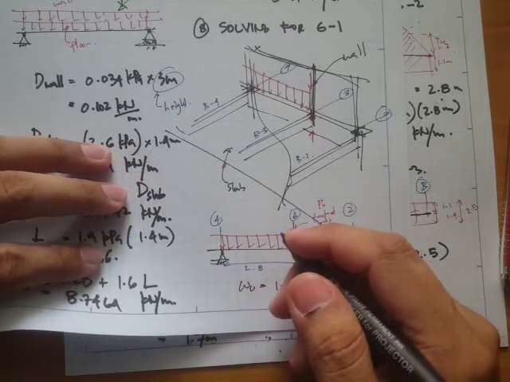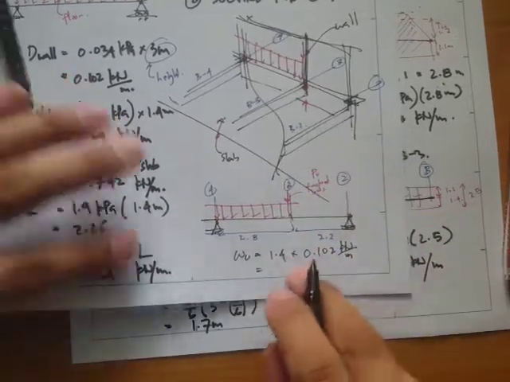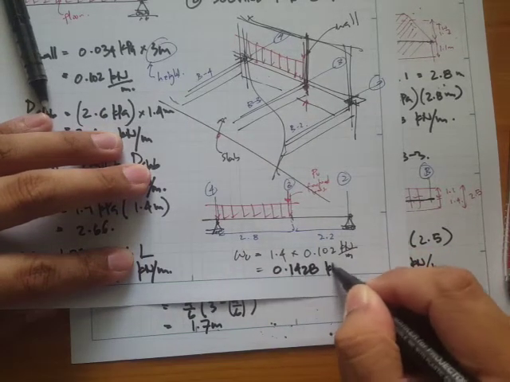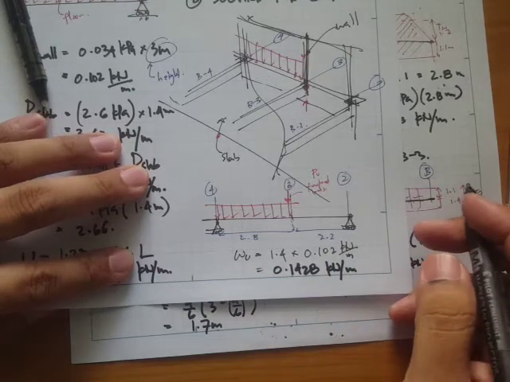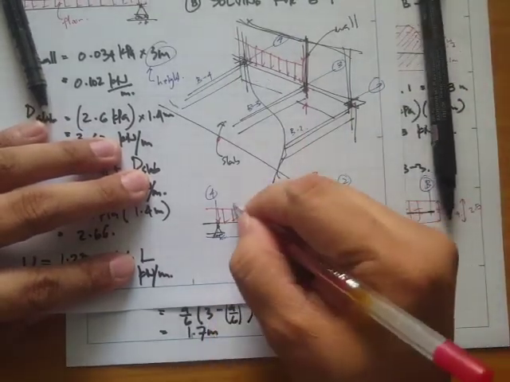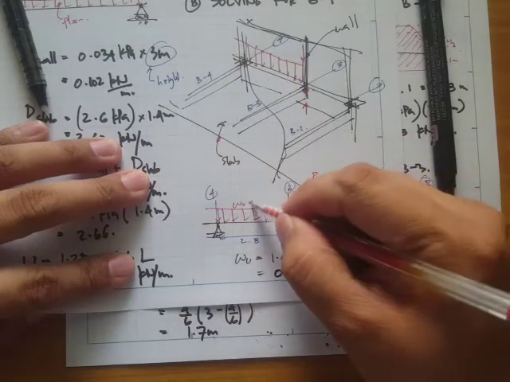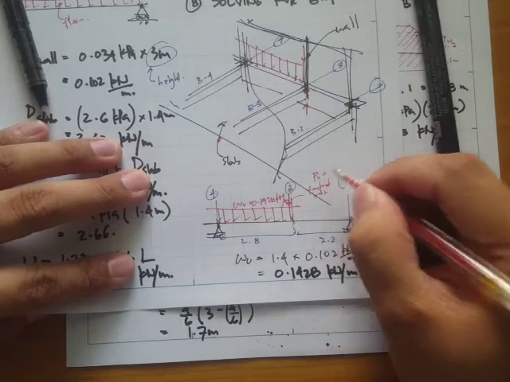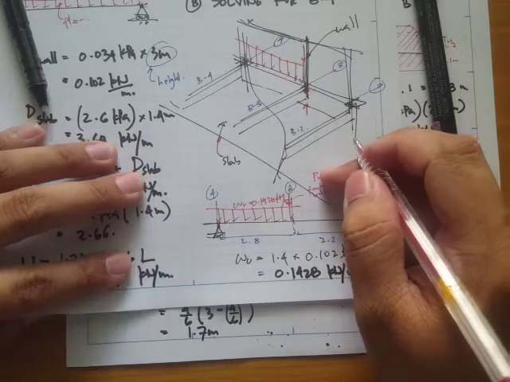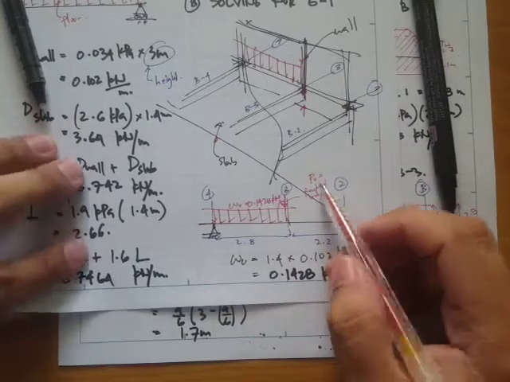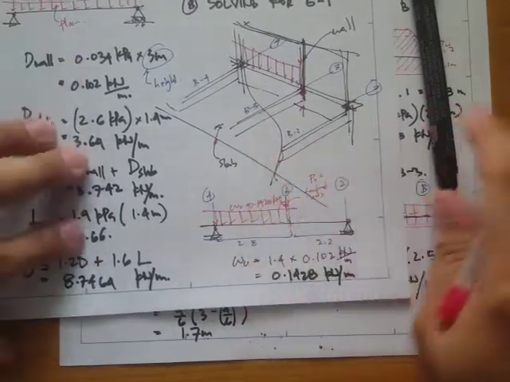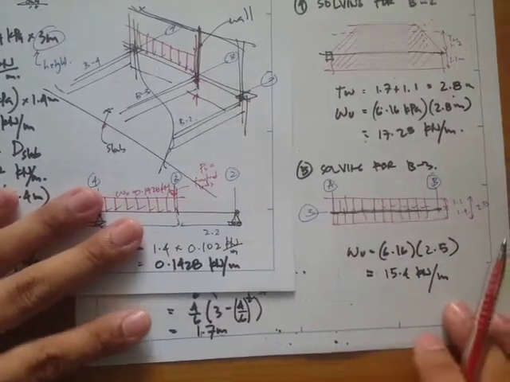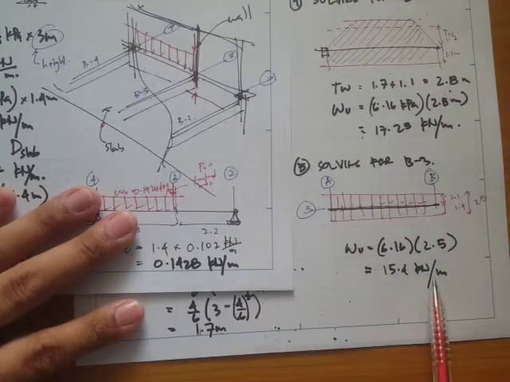If you try to compute this, the value that you'll get is 0.1428 kilonewton per meter. So W is 0.1428 kilonewton per meter. With these point loads coming from B-3, what is B-3? We have this B-3, we have a 15.4 kilonewton.